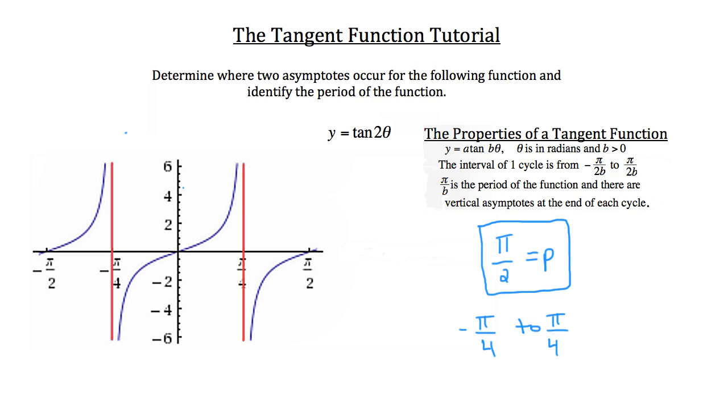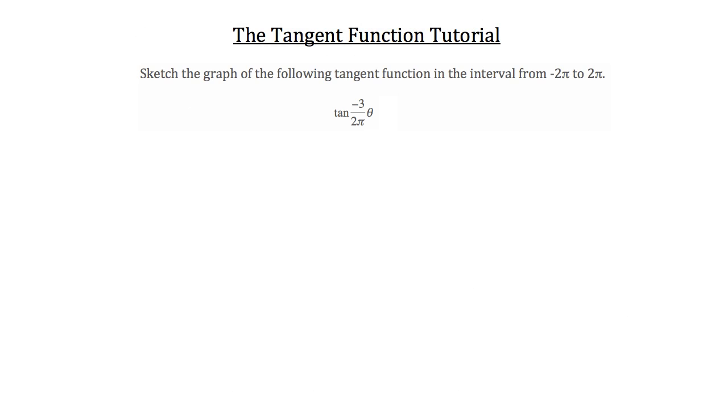Now let's take a look at another problem. In this problem, I'd like you to sketch the graph of the following tangent function on the interval from negative 2 pi to 2 pi. And our function is tangent of negative 3 over 2 pi times theta. So remember that the coefficient before our theta here is our b value. So for this problem, b is equal to negative 3 over 2 pi.